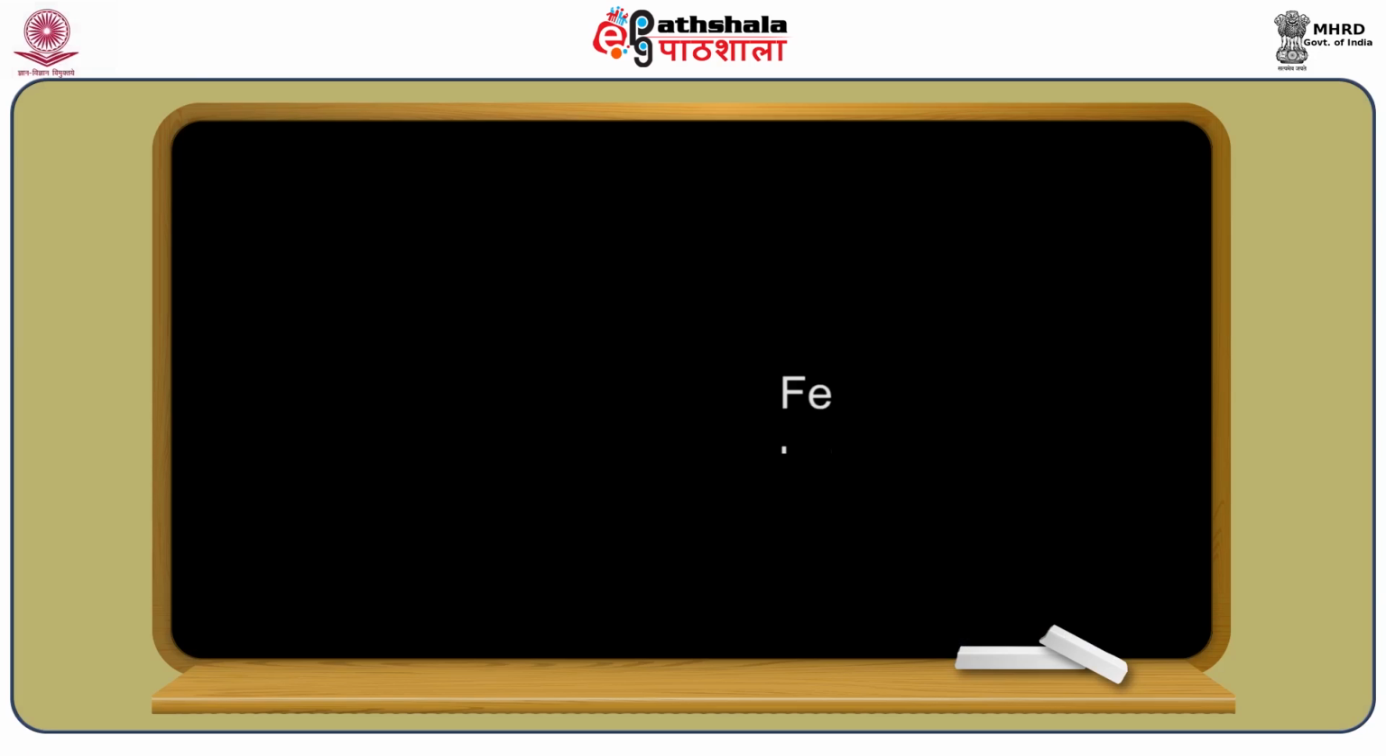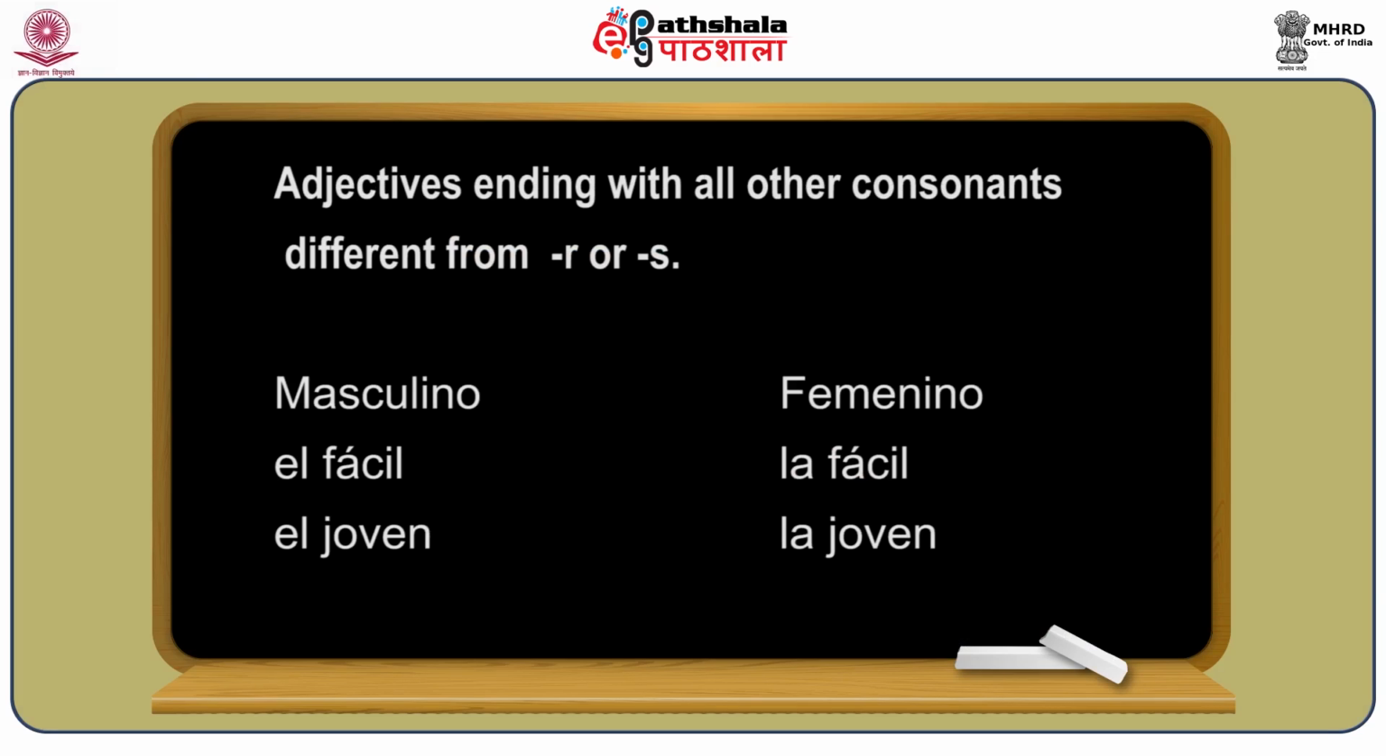Apart from these, the adjectives ending with all other consonants which are different from R or S. For example, fácil, ending with L, remains the same for both genders, meaning easy, and joven, meaning young, also does not change. So adjectives ending with all other consonants except R or S will also not change.